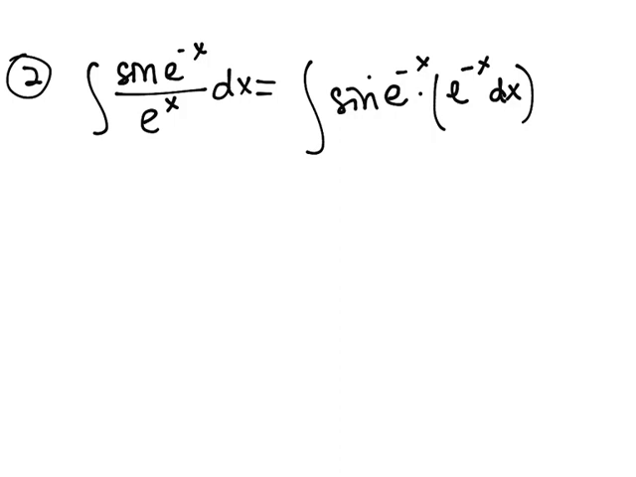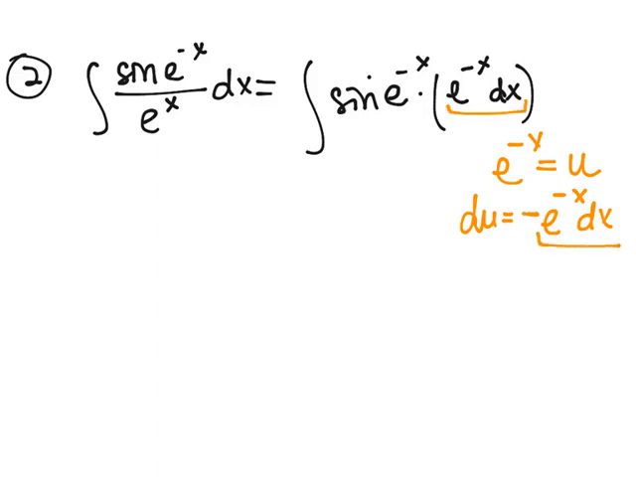It's going to make better sense. e to the negative x we're going to replace with u. Therefore, the derivative of e to the negative x becomes negative, the chain rule, obviously, e to the negative x dx. Now, if you compare this part to this, you notice we just have this little negative, which we can get rid of by expressing e to the negative x dx as negative du.